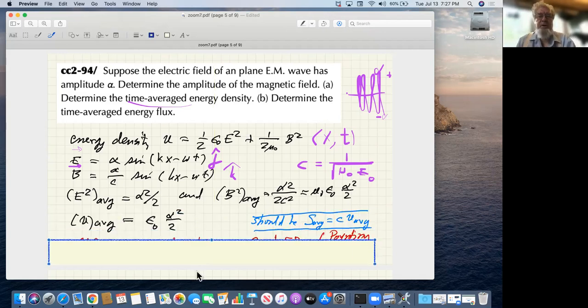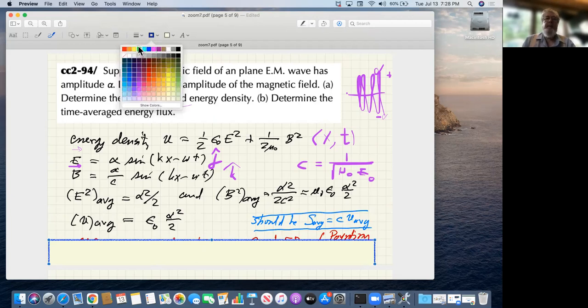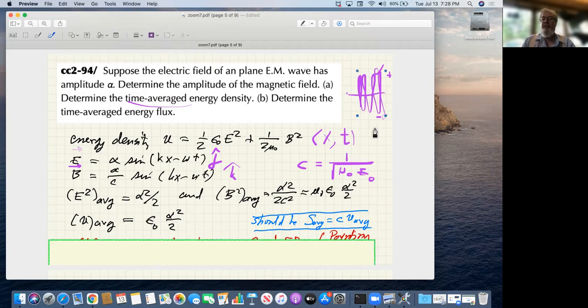So U average will be 1/4 epsilon 0 alpha squared plus 1/4 epsilon 0 alpha squared, which would be epsilon 0 alpha squared over 2. So that's the average energy per unit volume at some point in the wave. Suppose you look at this point, around this little volume, the energy per unit volume is epsilon 0 alpha squared over 2. Now, part B is to calculate the energy flux, and you can do that using the equation from the equation sheet.